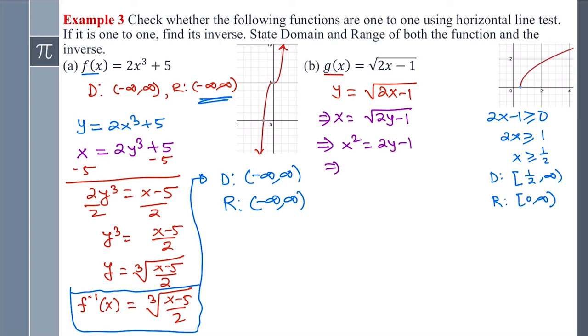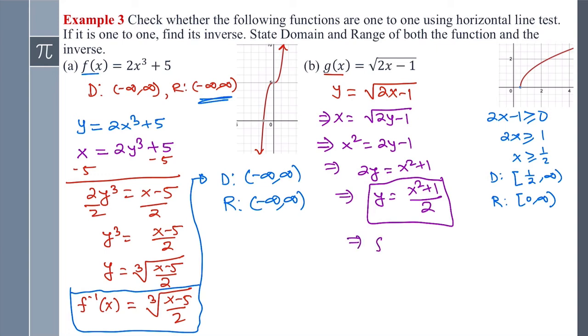And then we add 1 on both sides. So we get 2y equals x squared plus 1. And then if we divide by 2, we get y equals x squared plus 1 over 2. So one important thing, before that, let's go ahead and write the notation. So this is the f inverse x, which is x squared plus 1 over 2.